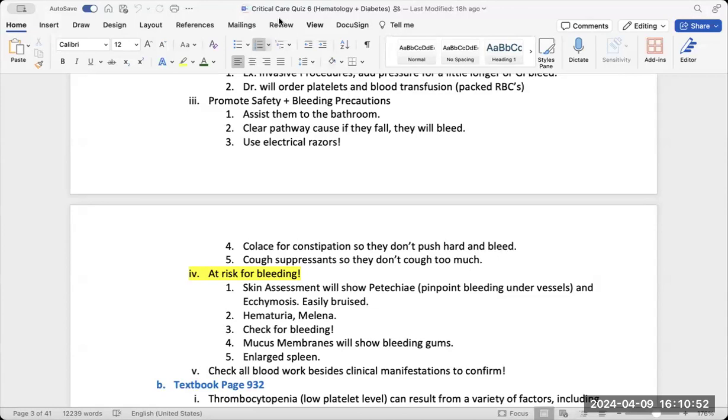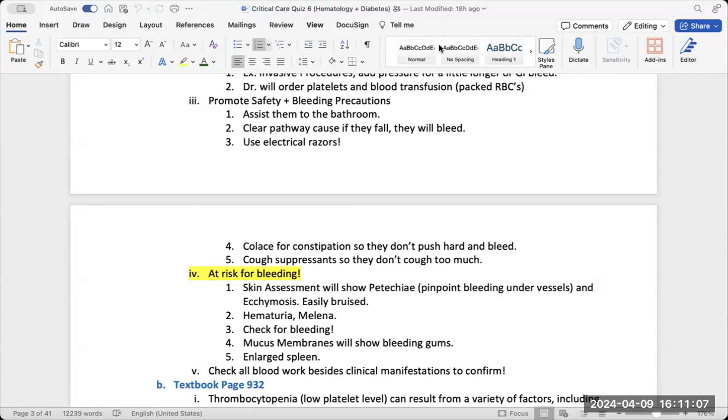Remy said there should be clear pathways to anywhere they want to go, including the bathrooms, and we should assist them going to the bathroom, because remember, these patients are at risk for bleeding, and if they fall, they can bruise and bleed internally in places, and no, we don't want that.